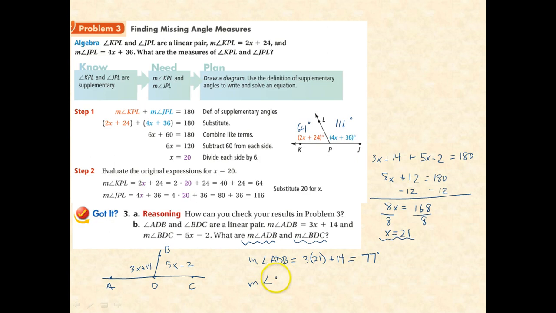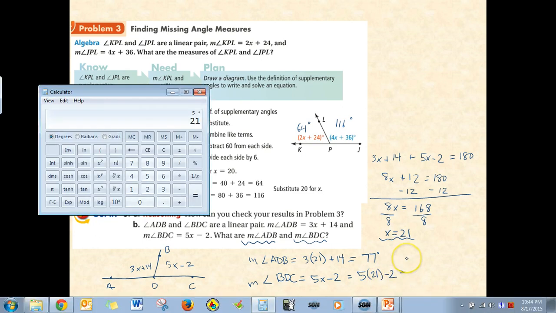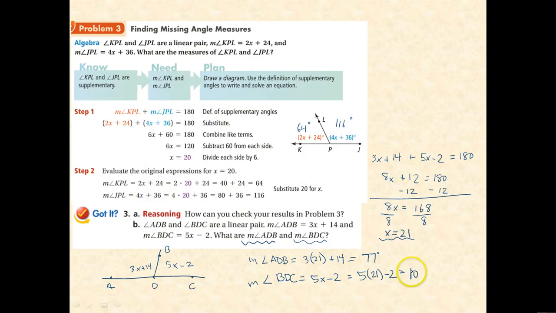Measure of BDC is 5x minus 2. So that's 5 times 21 minus 2. 5 times 21 is 105 minus 2 is 103. And do these two add up to 180? You betcha.